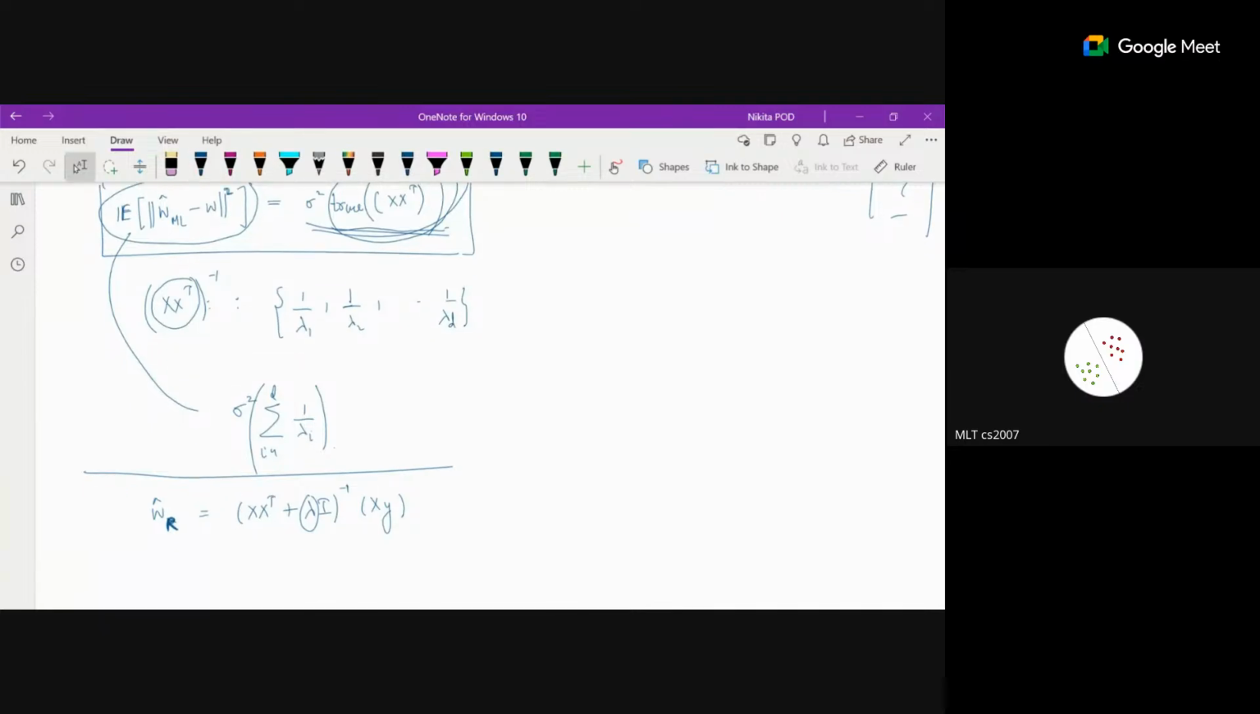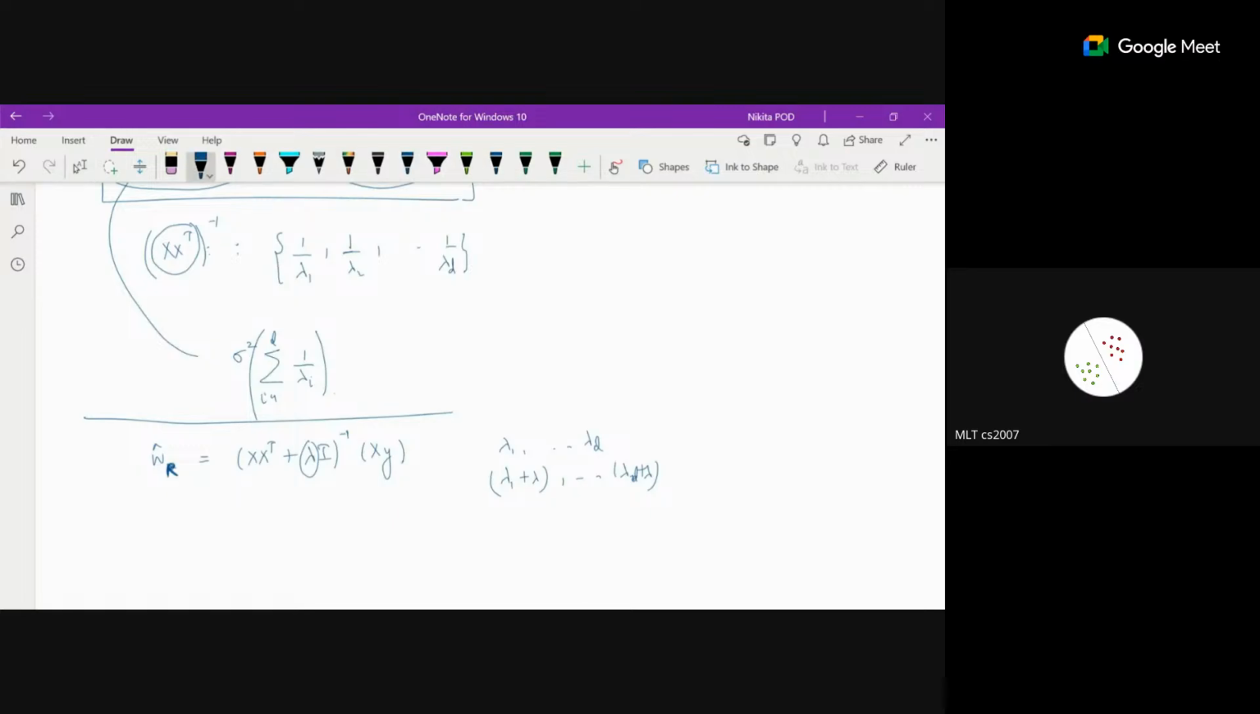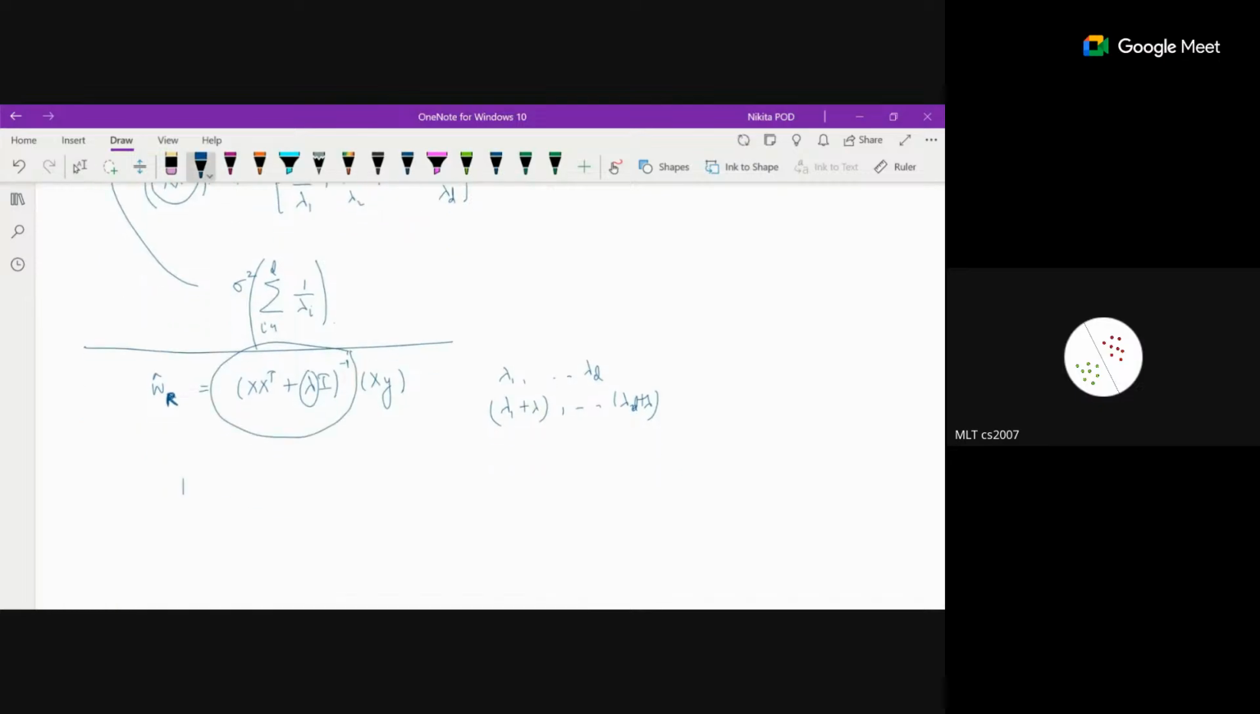So if initially the eigenvalues were lambda 1, lambda 2, up to lambda d, now my new eigenvalues will be lambda 1 plus lambda, lambda 2 plus lambda, and so on to lambda d plus lambda, right? So if we take the inverse, the trace for this new matrix turns out to be the sum over 1 upon lambda i plus lambda, where i varies from 1 to d.